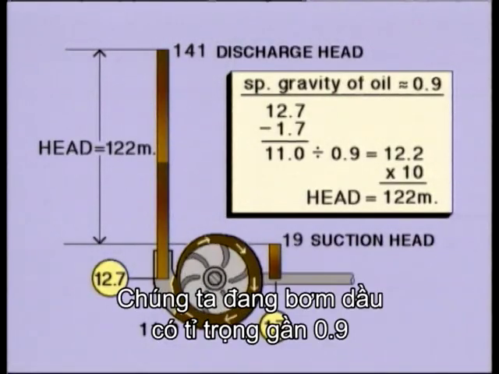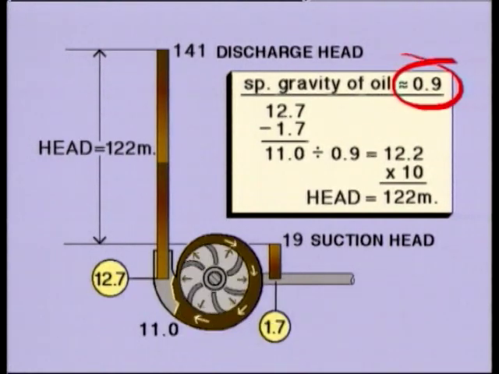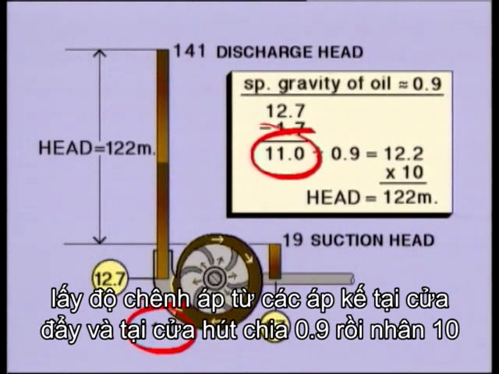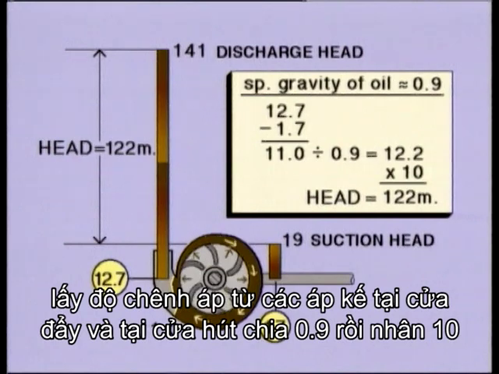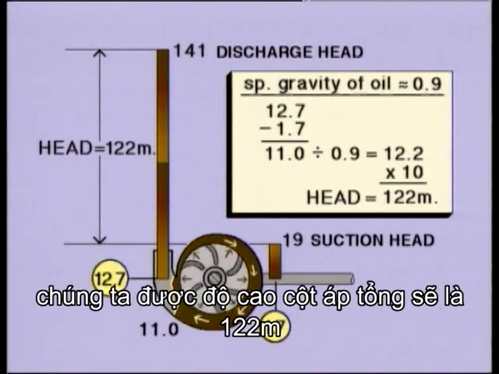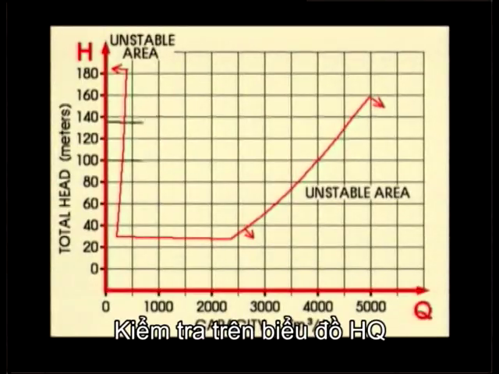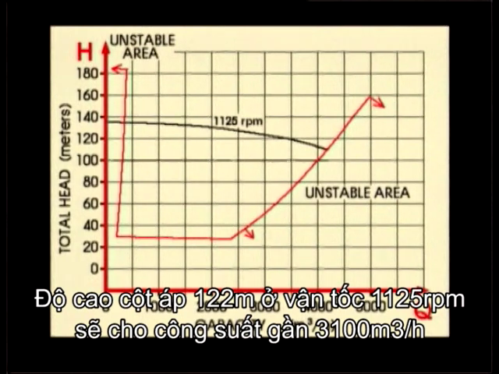We are pumping oil with specific gravity of approximately 0.9. Divide the difference between the readings of pressure and suction sides by 0.9 and multiply by 10. The head is 122 meters. Checking the HQ curve, a head of 122 meters and 1,125 revolutions gives approximately 3,100 cubic meters an hour.